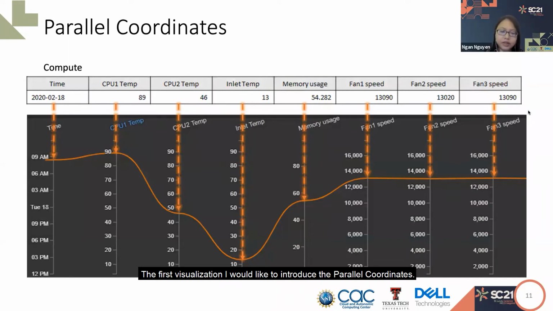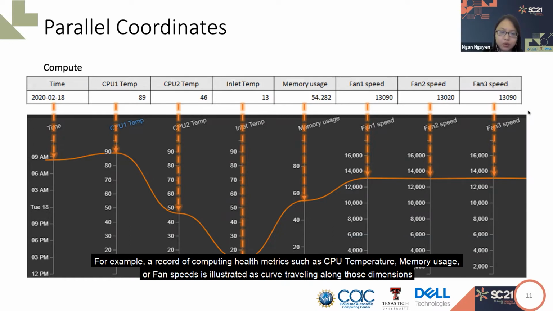The first visualization I would like to introduce is the parallel coordinate. In a parallel coordinate plot, each dimension is displayed as a vertical axis. For example, a record of the compute health metrics such as CPU temperature, memory usage, or fan speed is illustrated as a curve traveling along those dimensions.